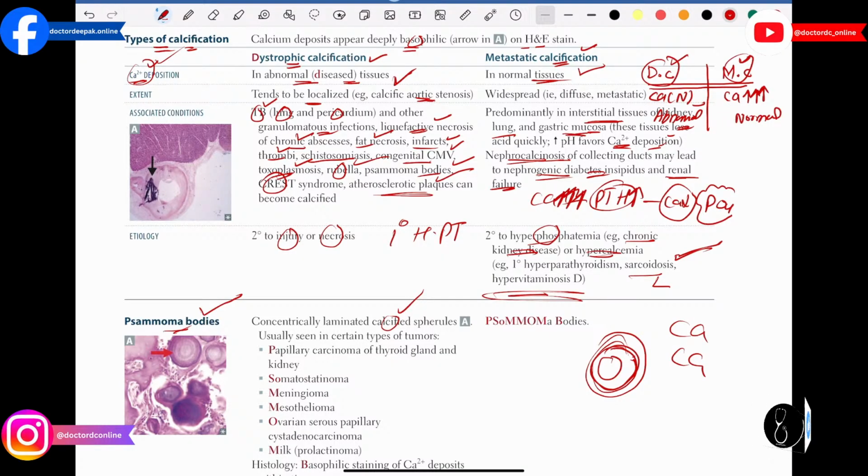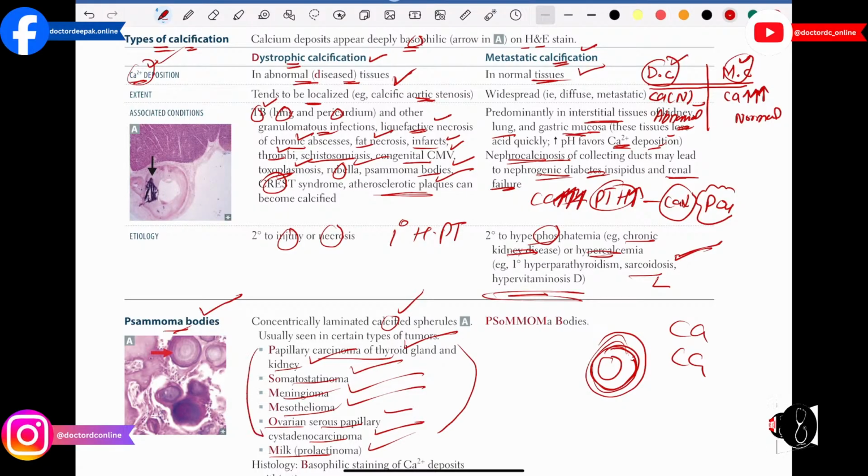And in which type of tumors do you get the Psammoma bodies? This is a very important MCQ. You guys have to memorize this. The papillary carcinoma of thyroid gland and kidney, somatostatinoma, meningioma, mesothelioma, ovarian serous papillary cystadenocarcinoma, prolactinoma. In these conditions, you are going to get the Psammoma bodies.